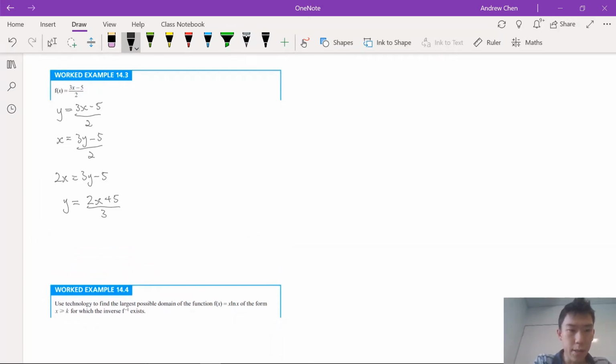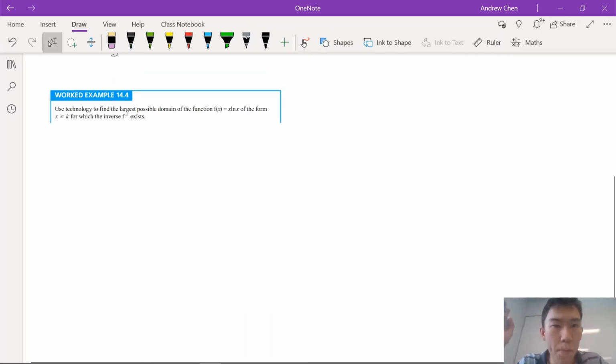And finally, to show that it's the inverse of our original function, f to the negative 1 of x equals (2x + 5)/3. Okay, that's how you find an inverse. Let's have a look at 14.4.